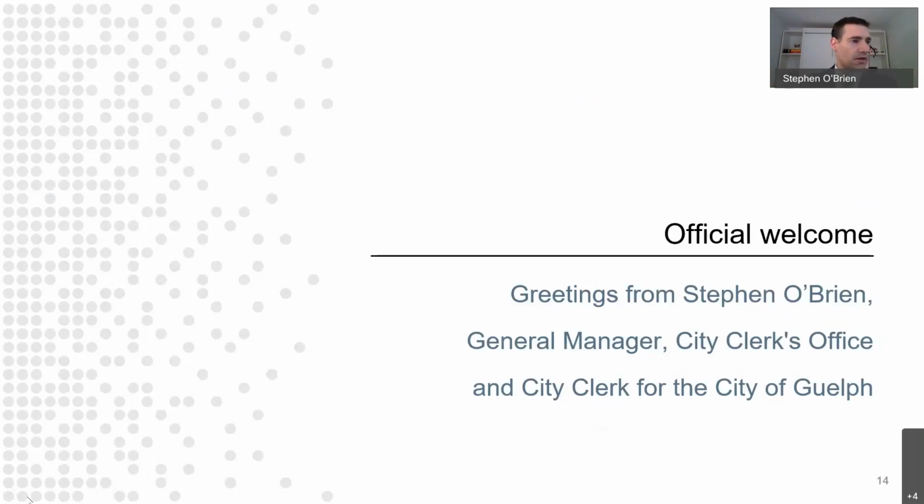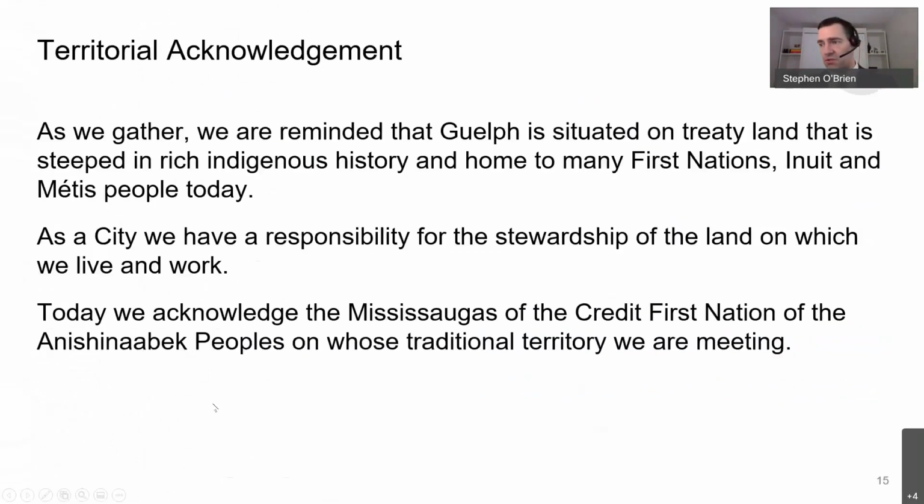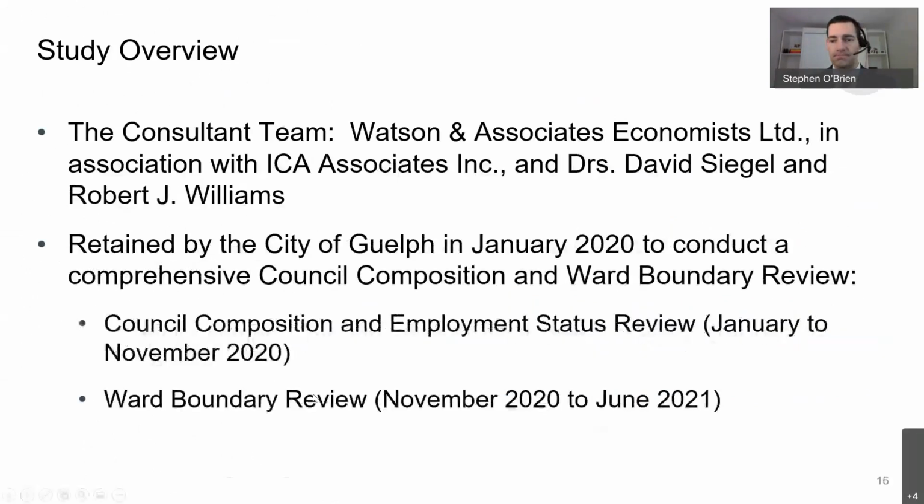With that, and before we start, it is common for us to provide a territorial acknowledgement. And so as we gather, we are reminded that Guelph is situated on treaty lands that is steeped in rich Indigenous history and home to many First Nations, Inuit, and Métis people today. As a city, we have a responsibility for the stewardship of the land on which we live and work. And today we acknowledge the Mississaugas of the Credit First Nation of the Anishinaabe people whose traditional territory we are meeting. And with that, I will pass it over to you, Bob.